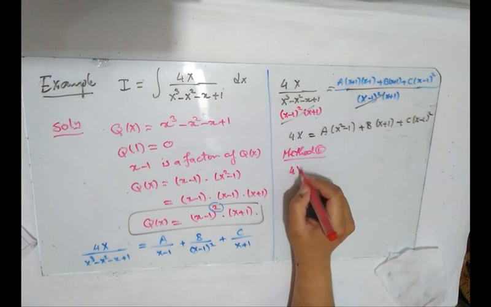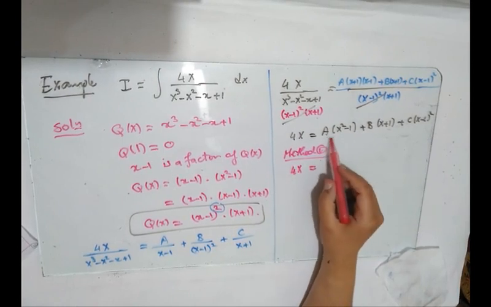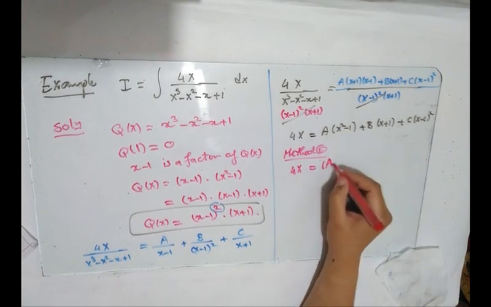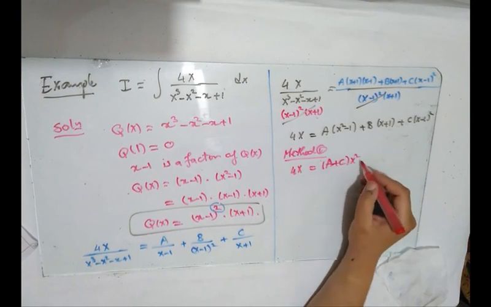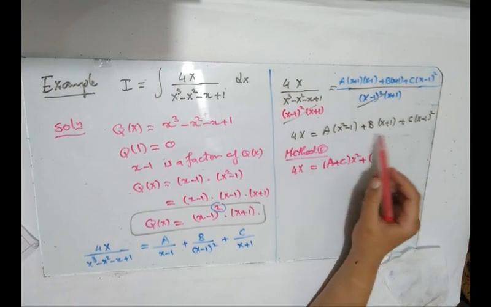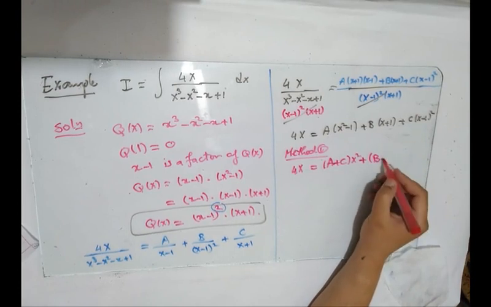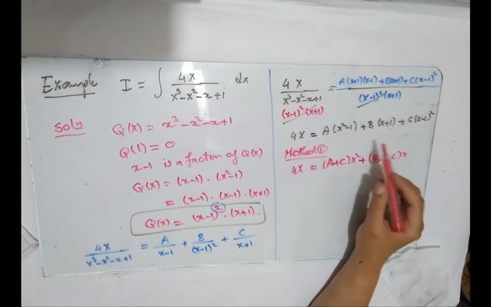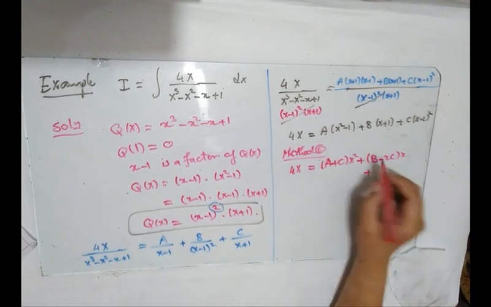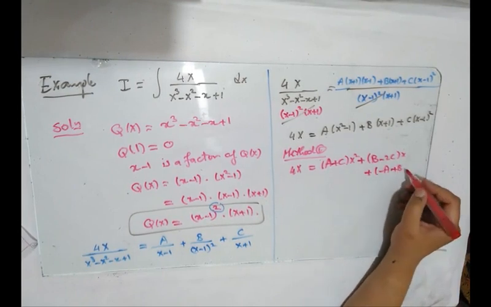So we'll have here 4x, and on the right hand side, if you get the coefficient of x squared, here you will have a, because a will multiply it, and here you will have c. So you will have (a plus c) times x squared, and then plus the coefficient of x: there is no a, here you will have b, and here you will have negative 2c, times x. And for the free term you will have negative a plus b plus c.